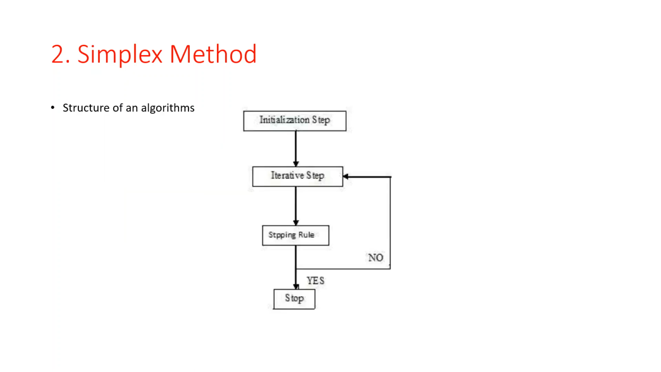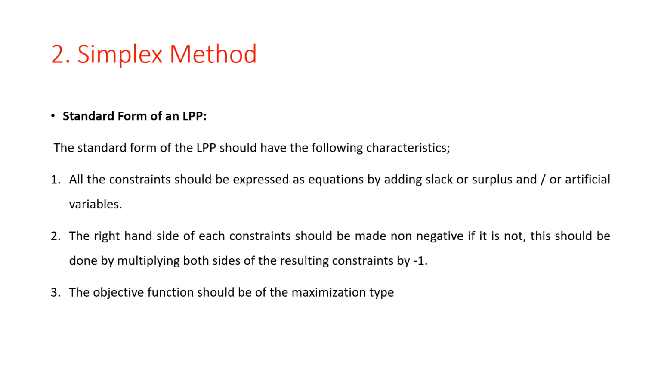This is a simple structure of an algorithm for the simplex method. First is the initialization step, then the iterative step, then the stopping rule. If we are not getting the optimal solution, then again we go to the iterative step and then the stopping rule. If we are getting the optimal solution, then we stop the process and we get an optimal solution or a feasible solution.